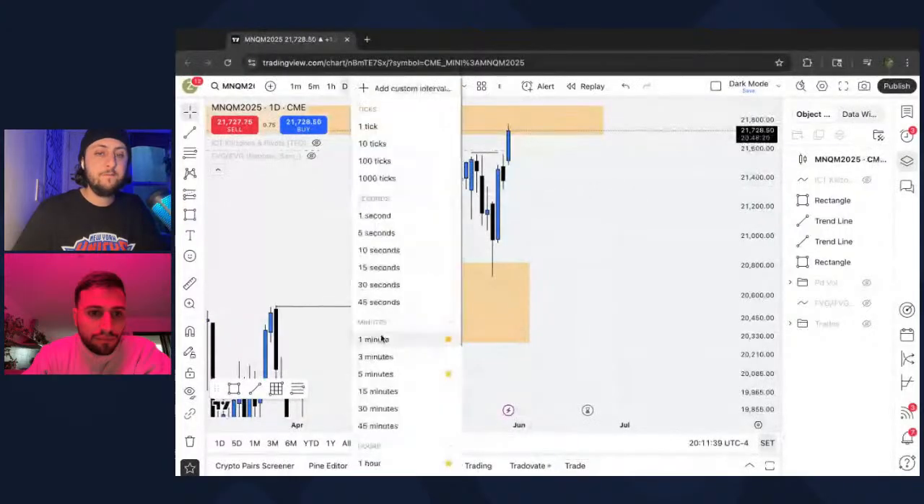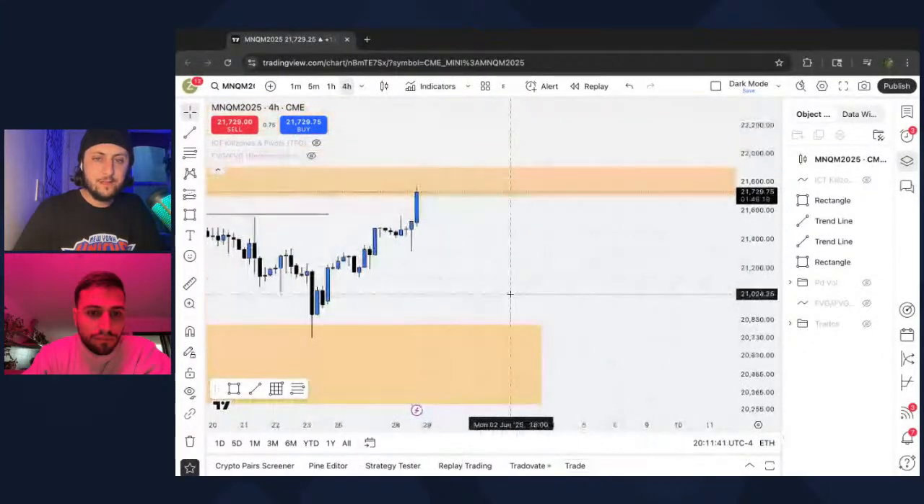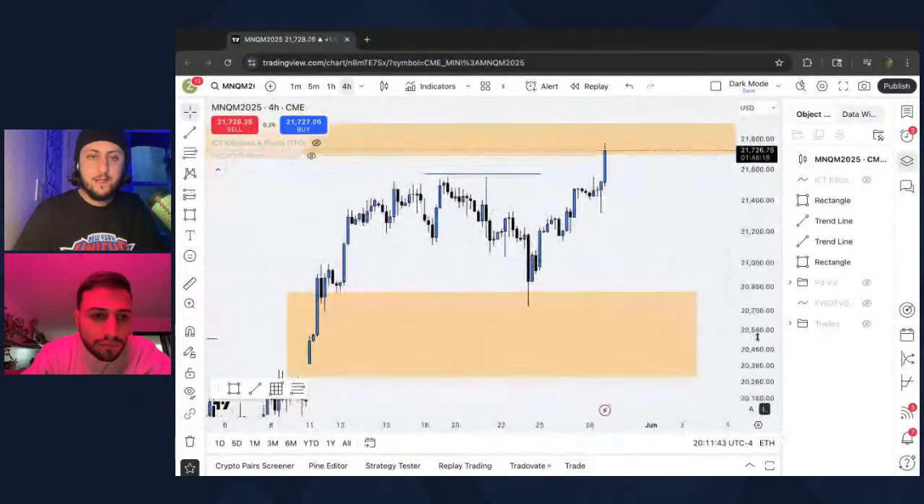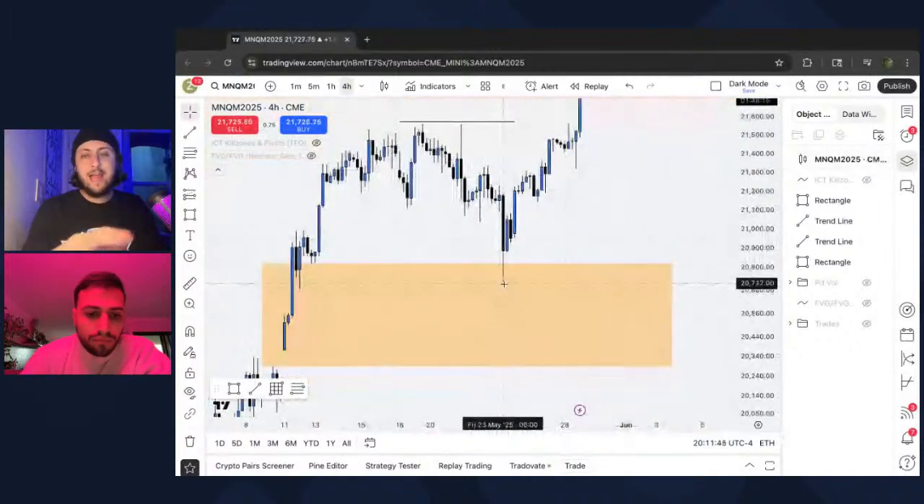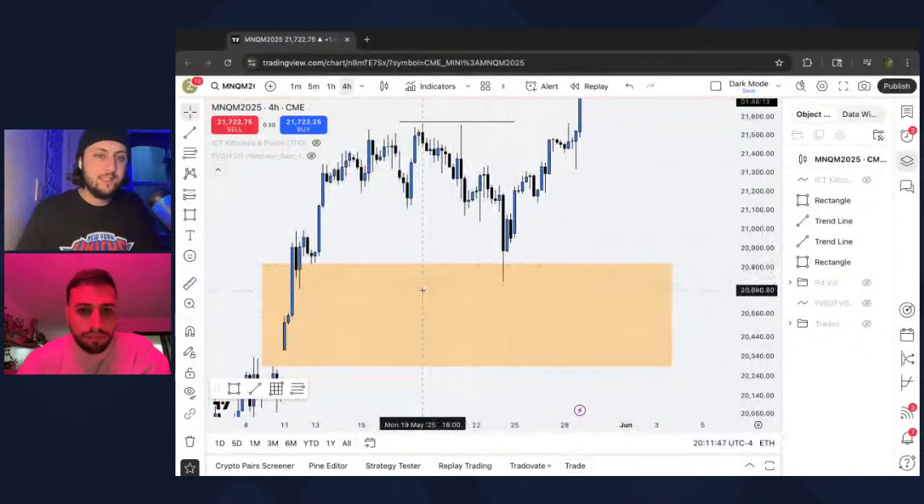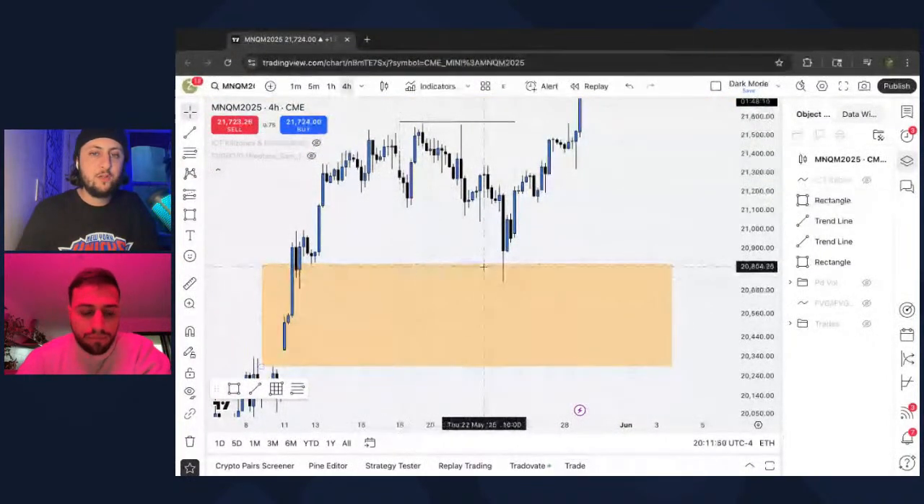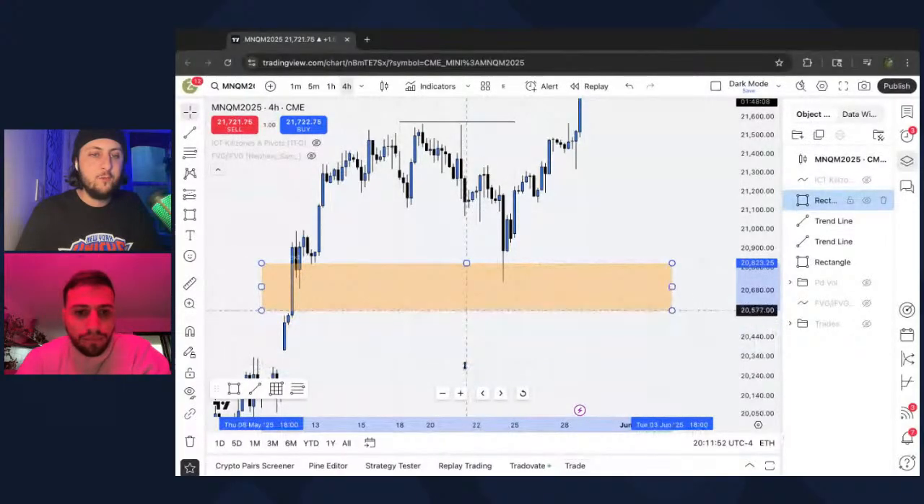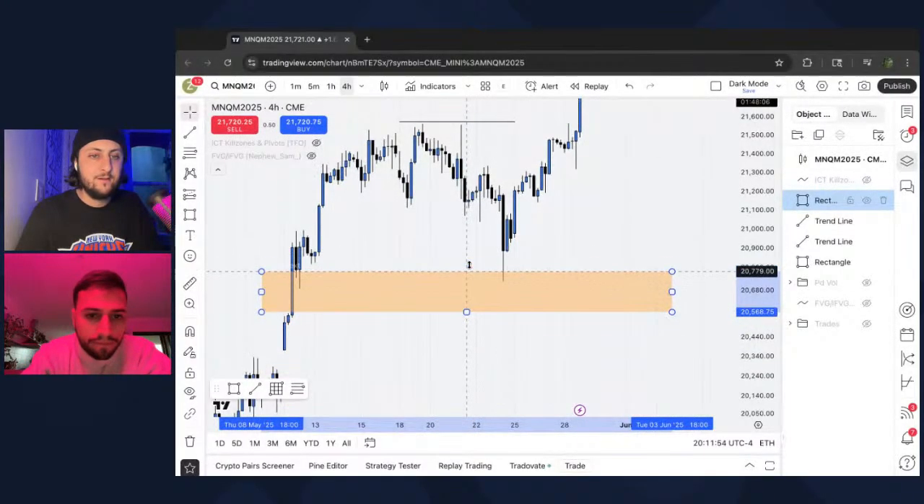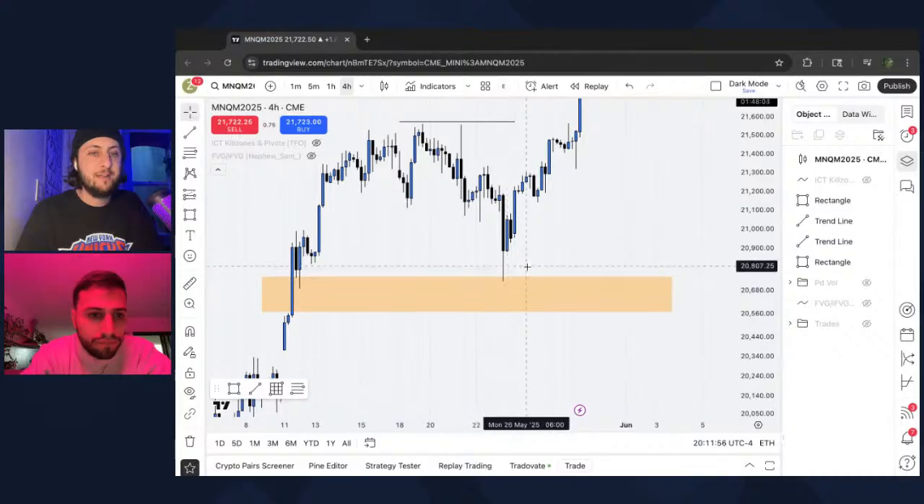Now, if I go down to the 4-hour, a lot of this is even more relevant. So I like to have an overall higher time frame level, which is this daily fair value gap, but I could also narrow this down now. We have this 4-hour gap right here. And we also just tapped into that pretty nicely.